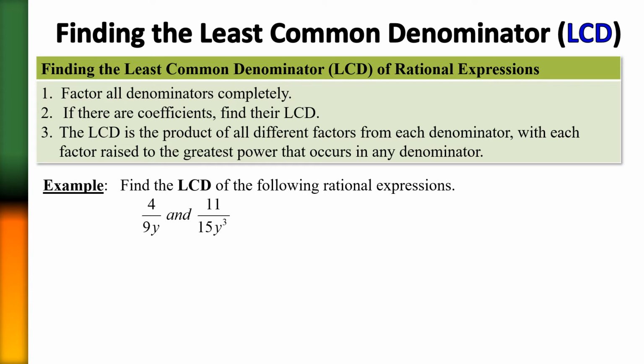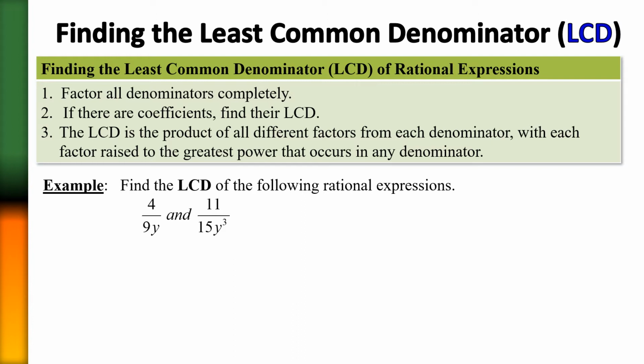Step 2, if there are coefficients, find their LCD. Step 3, the LCD is the product of all different factors from each denominator, with each factor raised to the greatest power that occurs in any denominator. So here we're given two rational expressions and asked to find the LCD.